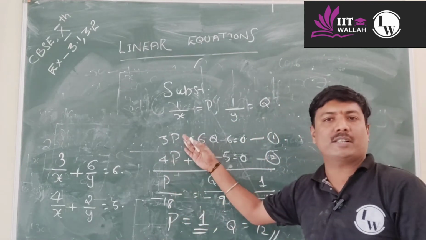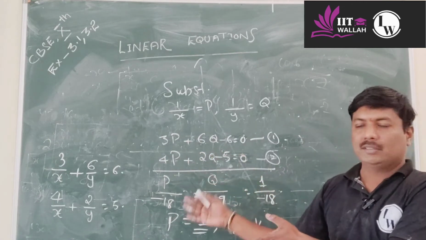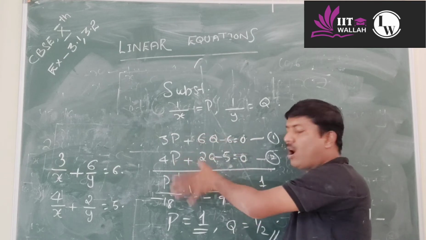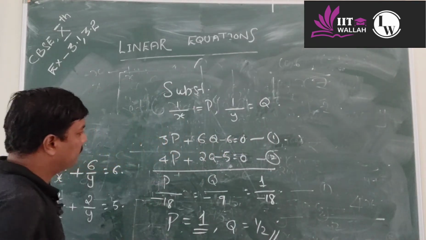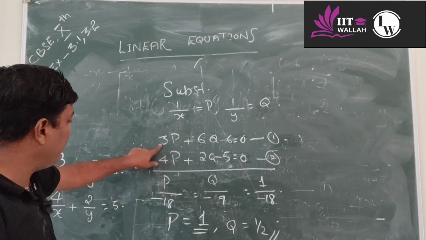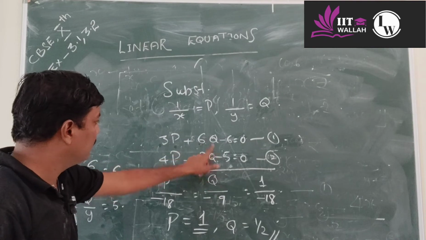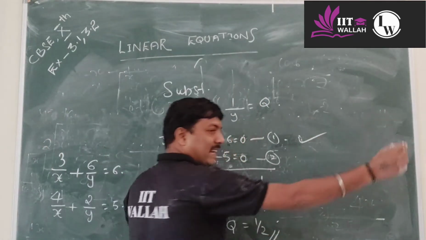There is no multiplication with another constant. There is no elimination. There is no substitution. Just you hide this, you do this. Hide this, you do this. You know how I did this. Now let's check whether we are correct or not. 3p means 3 into 1, 3 plus 6q means 6 by 2, 3. 3 plus 3, 6 minus 6, 0.